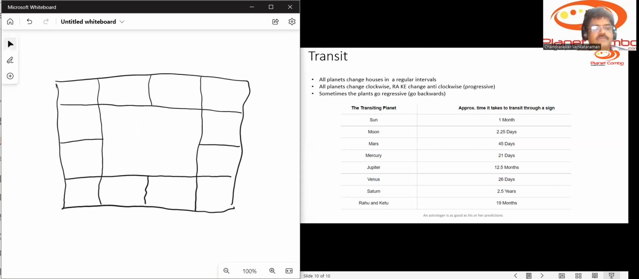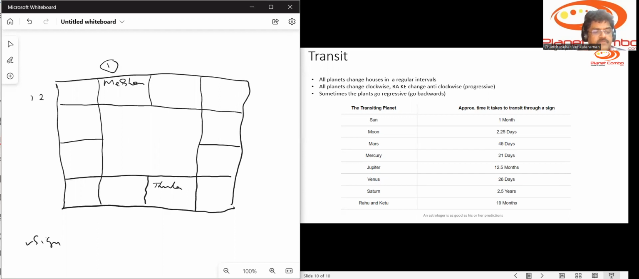So first we introduced the concept of sign, okay? So I said this is the first sign, Mesham. This is the 12th sign, Meenam, and we gave a name for every sign, okay? This is Tula, like that, right?